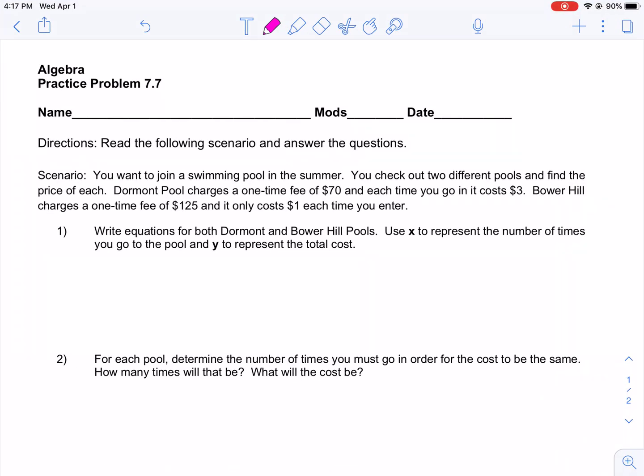Hello, today we are going to look at practice problem 7.7. The target for 7.7 is I can analyze a system of equations and determine what the better deal is.